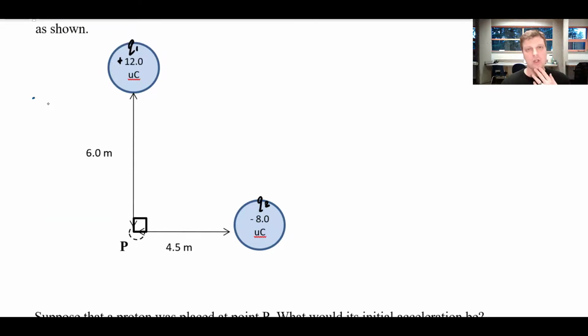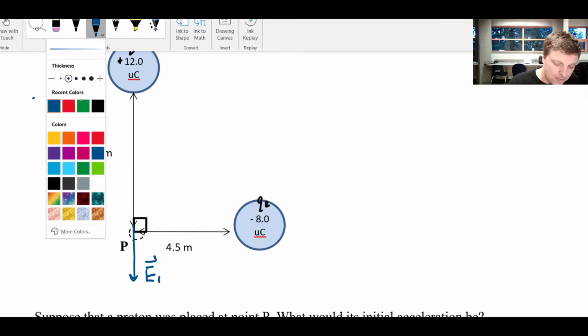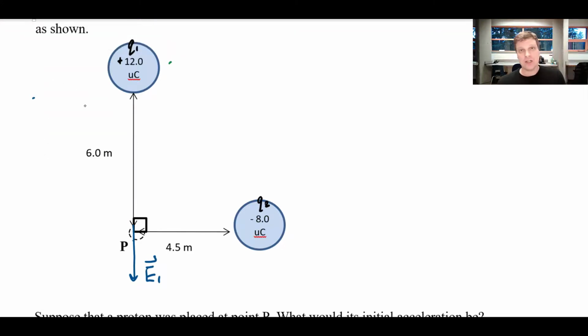So think about this charge, this positive charge. What is it doing at this point? Well, if I put a proton there at point P, it would want to go away from Q1. So field 1 at this point is going to be downwards because it's a positive charge, so it would push that proton downwards.